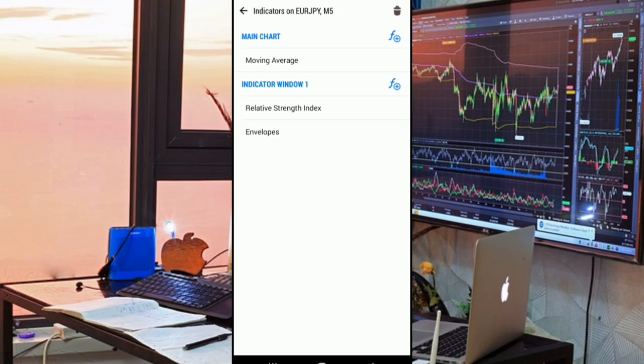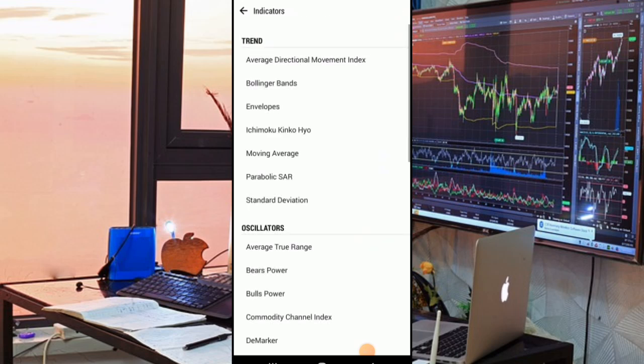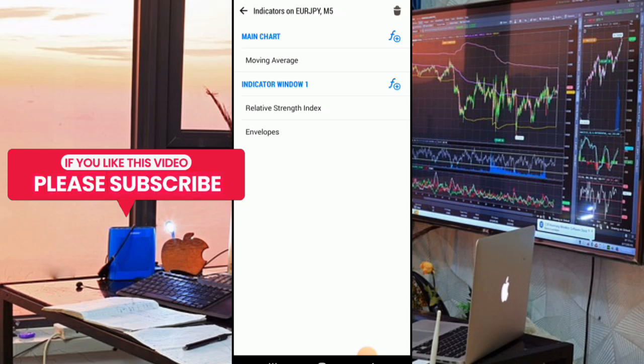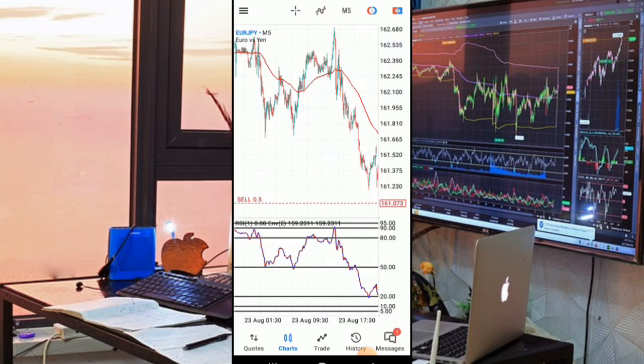And then now for the envelopes, you are going to go to indicator window 1. When you click indicator window 1, you are going to find envelopes just at that point over there. When you touch envelopes, you are going to put period 2, shift 0, deviation 0, and method smoothed, apply to close, upper band make it 3 pixel, and the lower band make it 1 pixel. So that is how we are going to do the settings. They are not complicated too. And to those who usually ask the time frame I'm using, this is the 5-minute time frame.